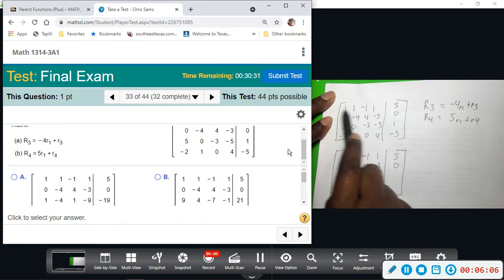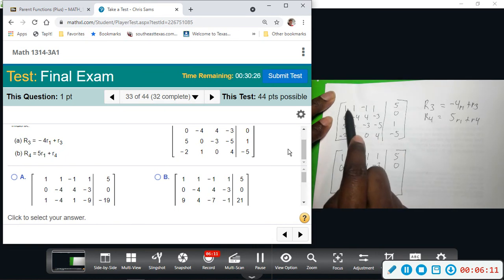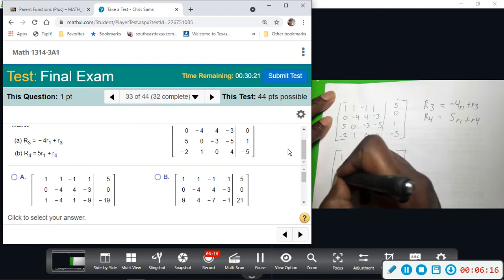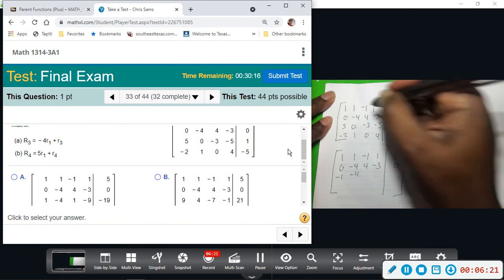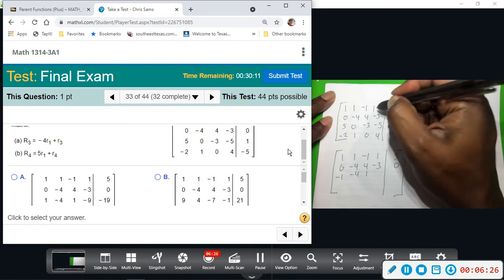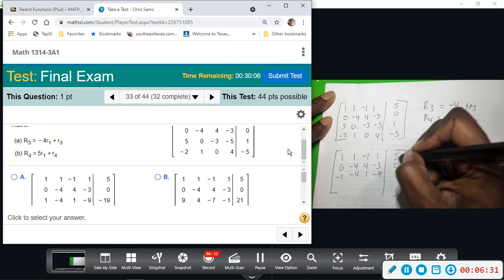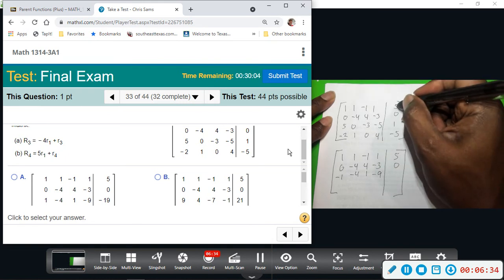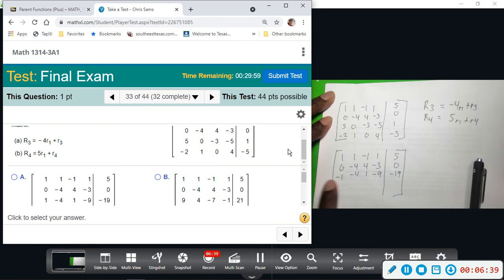Alright, so I'm going to just walk you through it. Negative 4 times all of this added to row 3. Negative 4 plus 5 will give us a negative 1. Negative 4 plus 0 gives us a negative 4. Negative 4, positive 4, minus 3 gives us 1. Negative 4, minus 5, negative 9. Negative 4 times 5 is negative 20, negative 19. Alright, let's look at our answer choices just based on row 3.